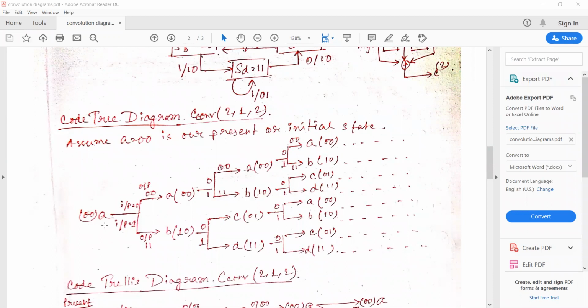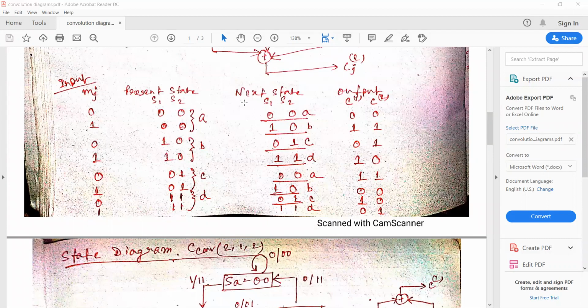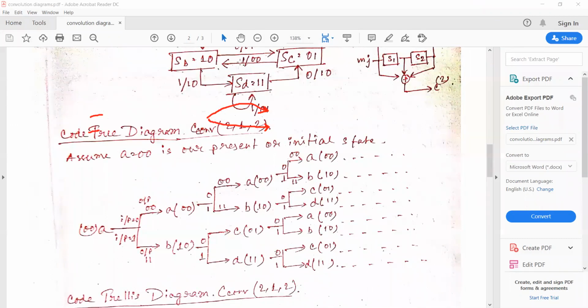So when I'm starting from A, considering present state as A, which is 00, I've already told you that there are 2 possibilities. First, when the message is 0, A will go to A, that means the present state is A, and the next state will also be A. When the input is 1, A will be converted to B. That means when the present state is A and input is 0, the next state is A again, and when the present state is A and the input is 1, the next state is B. This thing I'm just representing with the code tree. How? Very easy.